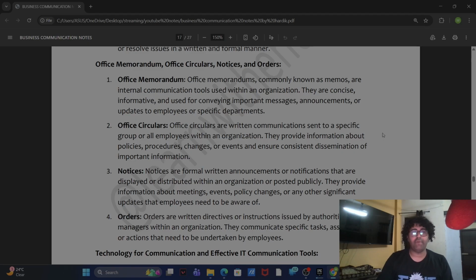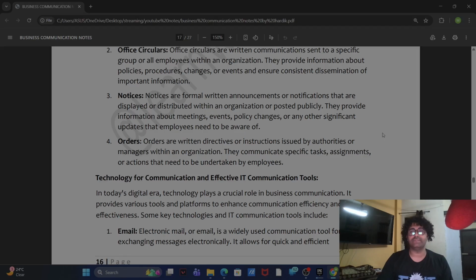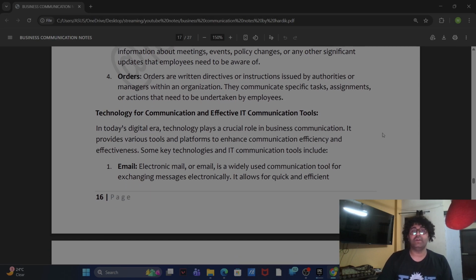dissemination of important information. Notices: notices are formal written announcements or notifications that are displayed or distributed within an organization or posted publicly. They provide information about meetings, events, policy changes, or any other significant updates that employees need to be aware of. Orders: orders are written directives or instructions issued by authorities or managers within an organization. They communicate specific tasks, assignments, or actions that need to be undertaken by employees.